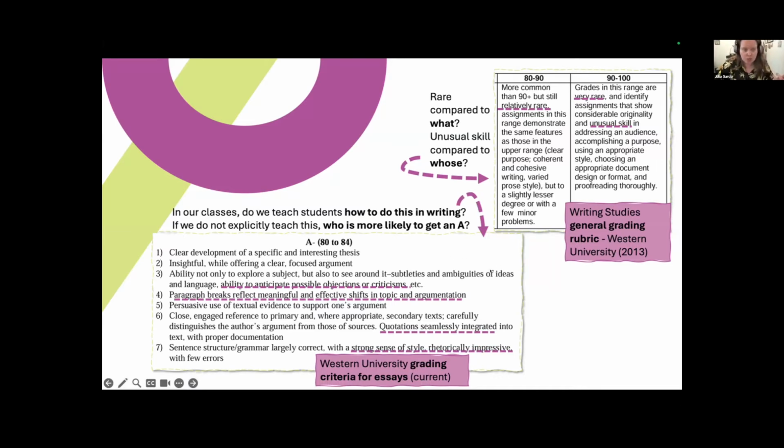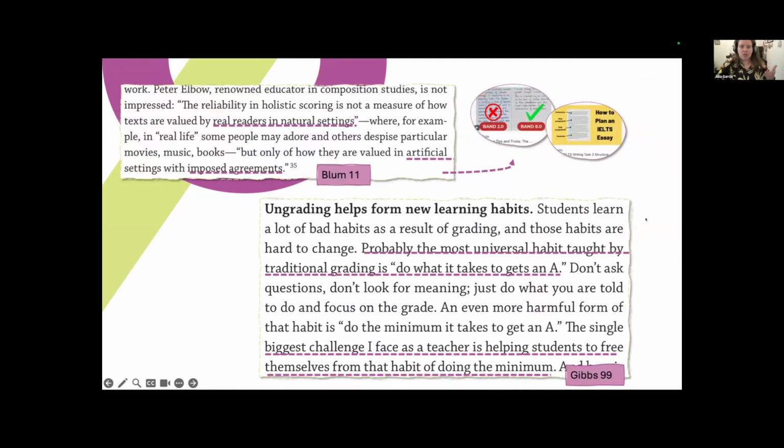But do we teach those skills? Do we teach students to achieve those effects in writing? Because if we don't do that in the classroom, who is more likely to get an A? So we tend to think that grading should always be very consistent and that everyone should get very fair criteria. But usually that means that, and this is quoting Susan Blum's book on ungrading, she's quoting another composition writer who is claiming that real readers in natural settings do not read like that. If we have very consistent grading, that might be consistent for artificial texts in imposed agreements, but not necessarily for texts that circulate and that people read.